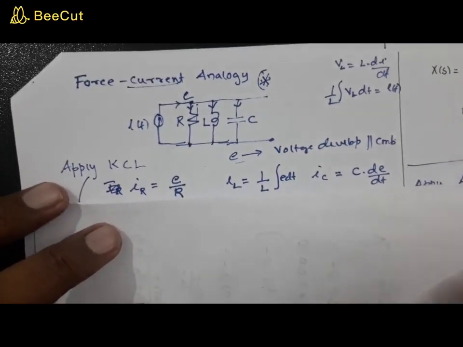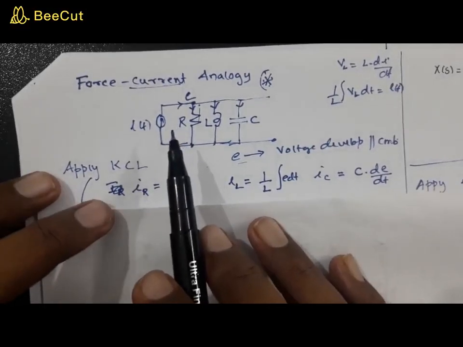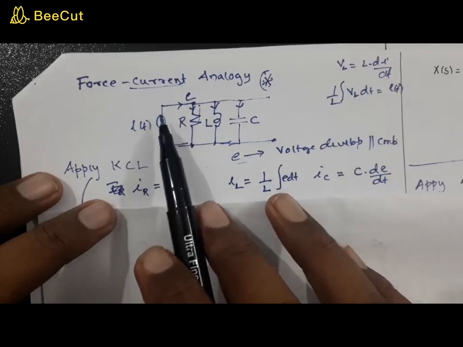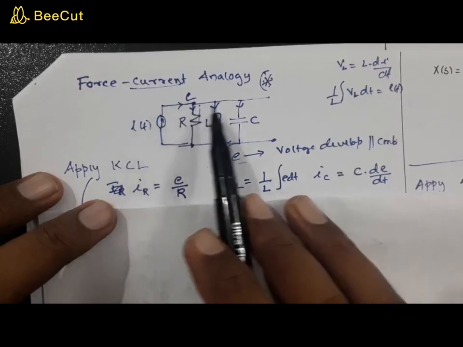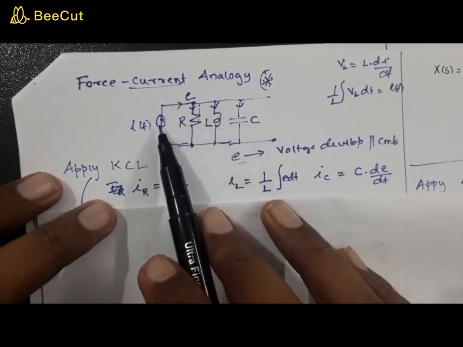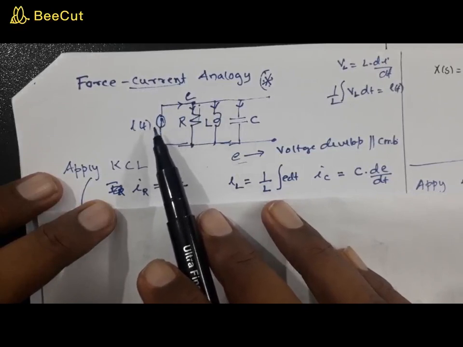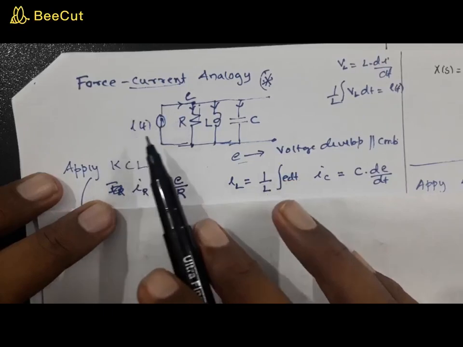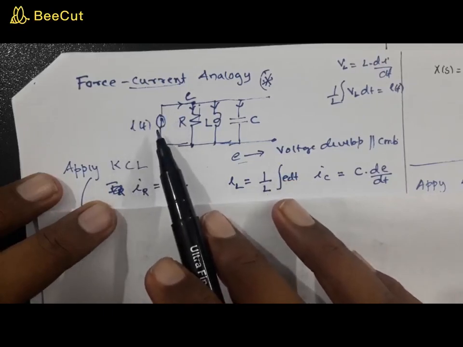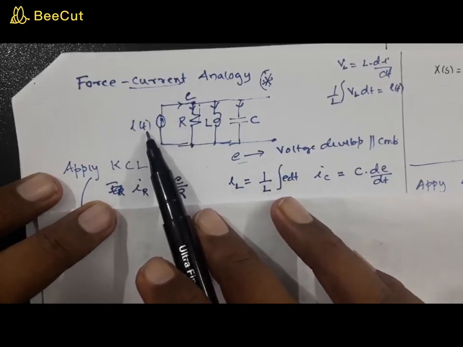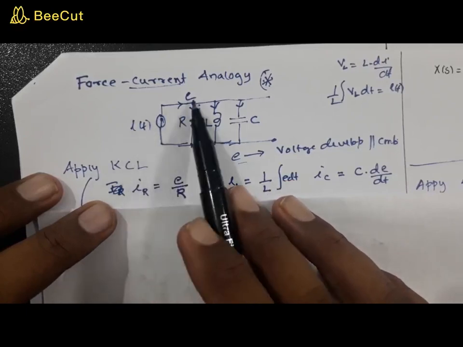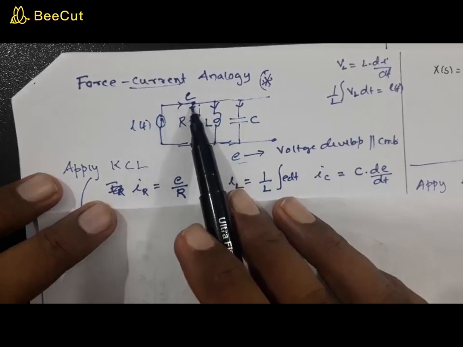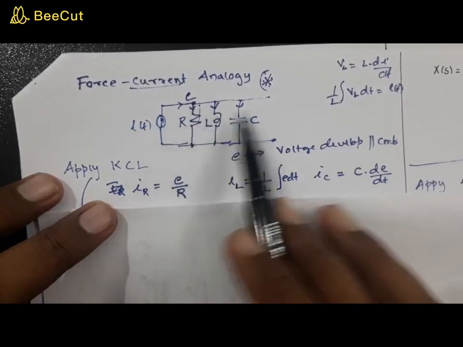Before applying this KCL, what is actually KCL? KCL is Kirchhoff's current law, that is, the incoming current is equal to the outgoing current. It is customary that the incoming current will always be taken as the direct current that comes from the current source. So you have a current source I of t coming to this node, meaning this is the incoming current to this node, and all other currents leave from this node.